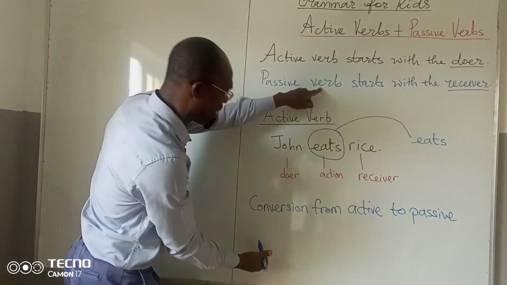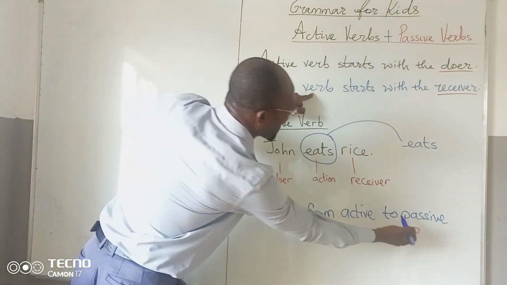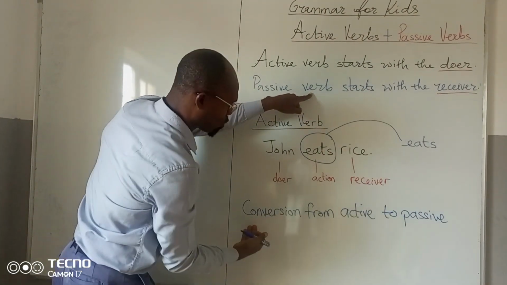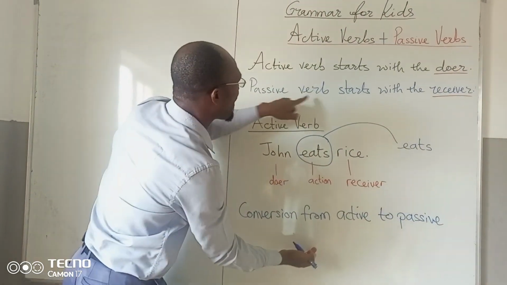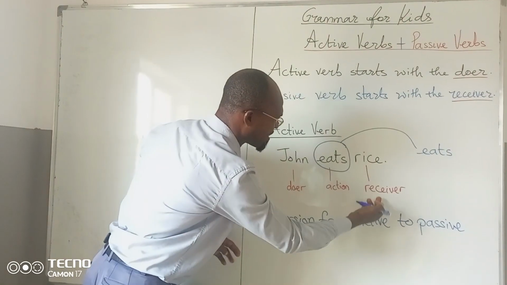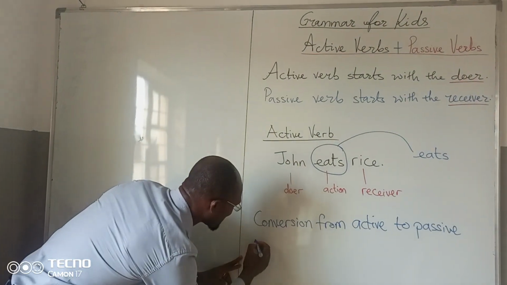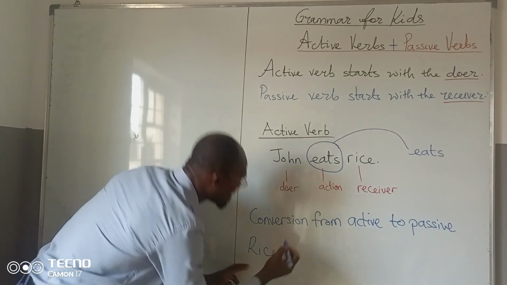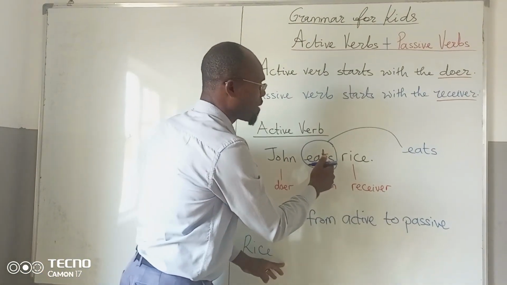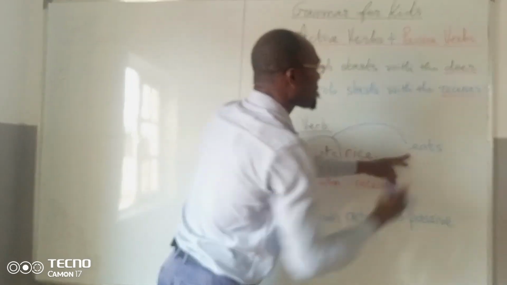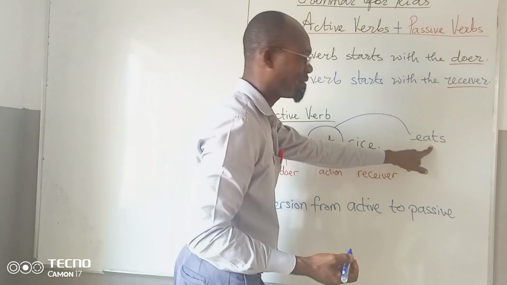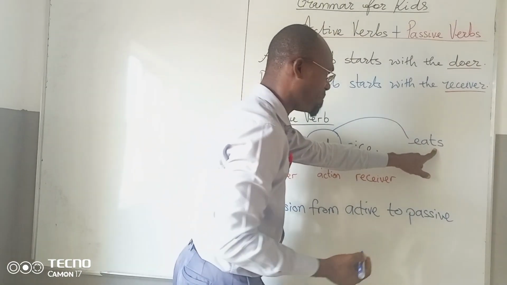Take note, we are converting from active to passive. This is active. We are changing this active to passive. Passive verb starts with the receiver. Here, rice is the receiver. So we start with rice. For us to know what verb we need, we need to look at this verb. Eats is a present tense verb.